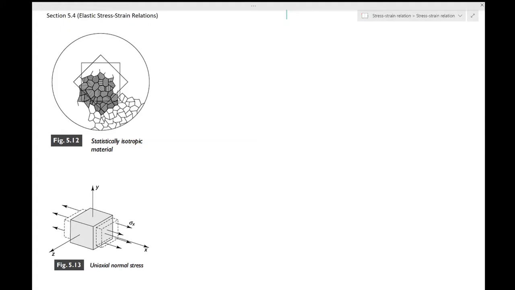Okay, hello everyone. Today we'll be discussing the next section, which is section 5.4, titled Elastic Stress Strain Relations. And we'll now be actually developing the stress strain relationships for a truly three-dimensional case in which you have all the components of stress and all the components of strain. So that is what we intend to do in this particular chapter. So let's try to motivate this first.